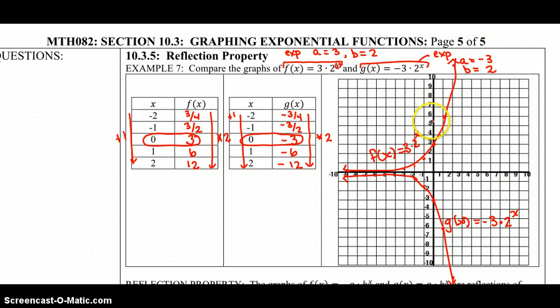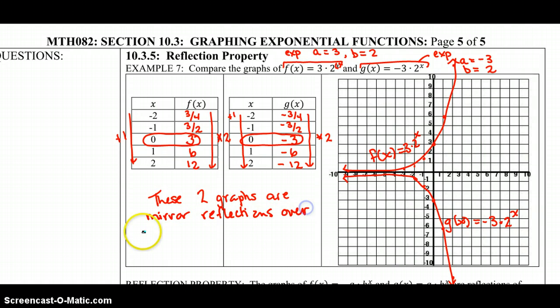So we can see it should look like we can fold over and we have mirror images top to bottom over the x-axis. So we should be able to see that our graphs look like they are mirror reflections over our x-axis. So these two graphs are mirror reflections over the x-axis.